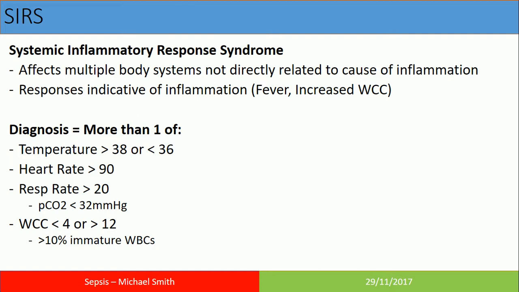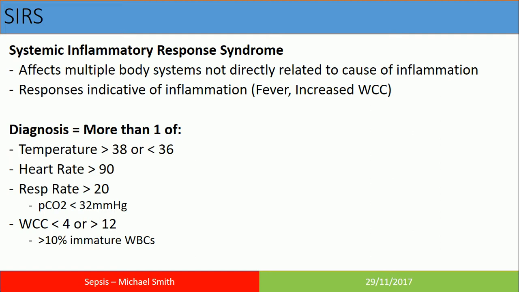And the criteria we use are that you have more than one of a temperature above 38 or below 36, and that's degrees Celsius, a heart rate above 90 beats per minute, a respiratory rate above 20 breaths per minute, or when you take a blood gas, PCO2 which is below 32, and then you have a white cell count of below 4 or above 12, and then also you can consider more than 10% of the white blood cells being immature.